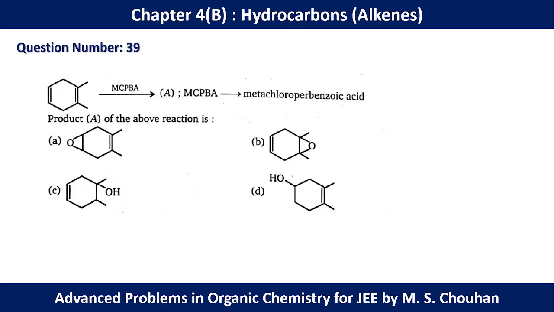In question number 39, we have the same situation. mCPBA epoxidation is the reaction, and we have two different alkenes. This alkene is stabilized by 4 alpha hydrogens, and this one is stabilized by 10 alpha hydrogens. So the more alpha hydrogens, the faster the rate of the reaction. So B is the correct option.